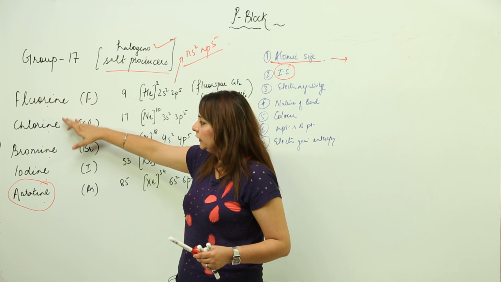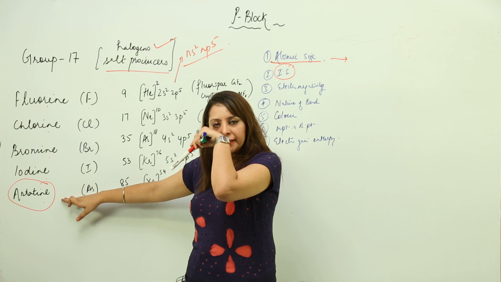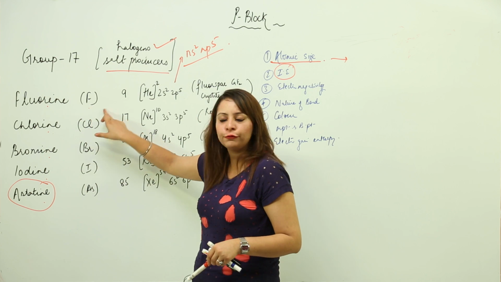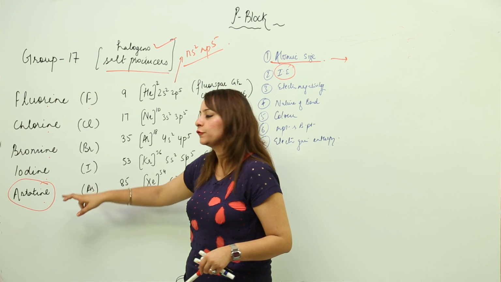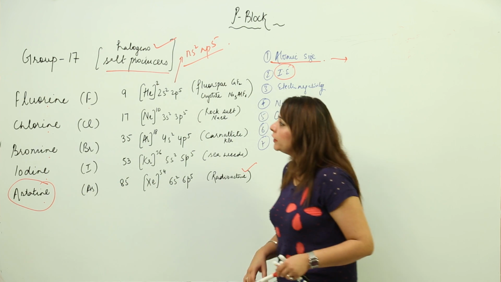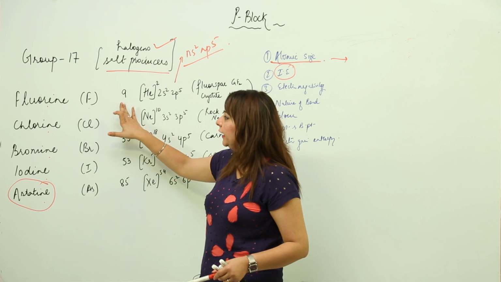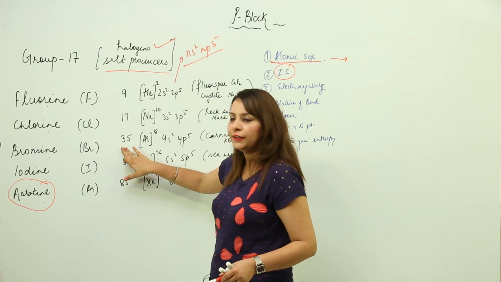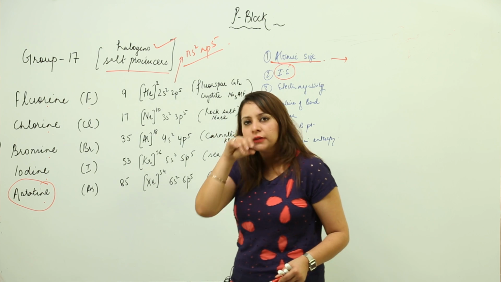It is fluorine, chlorine, bromine, iodine and astatine. As far as the symbols are concerned, F is fluorine, Cl is chlorine, Br is for bromine, I is for iodine and At is for astatine. If we look at their atomic numbers, fluorine is 9, chlorine is 17, bromine is 35, iodine is 53 and 85 is astatine. So we are going to start with the properties.